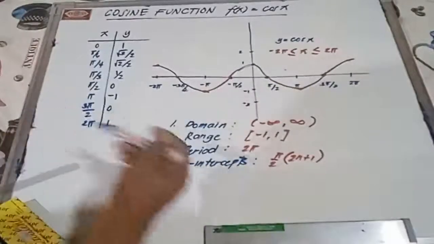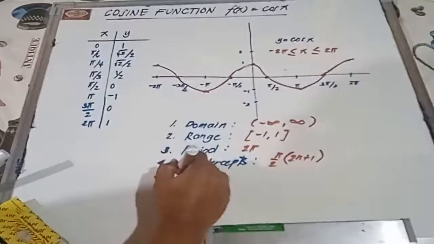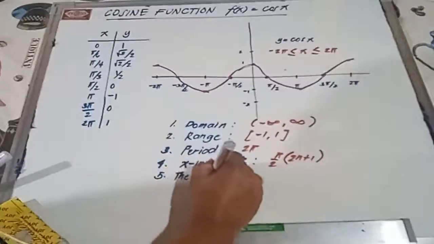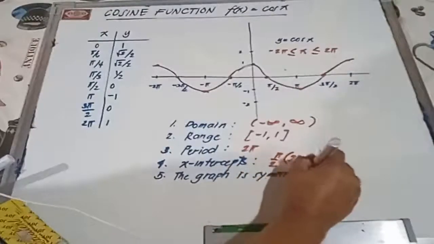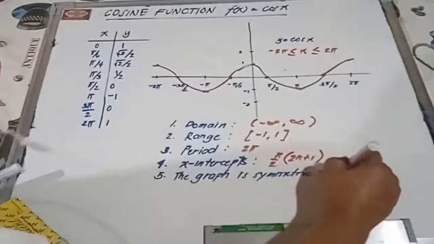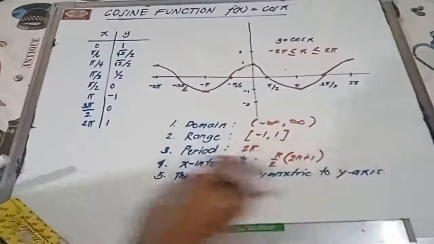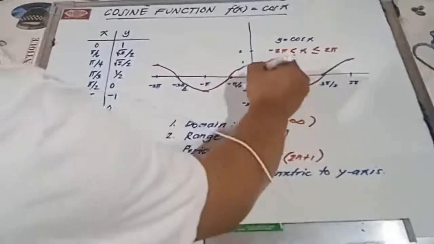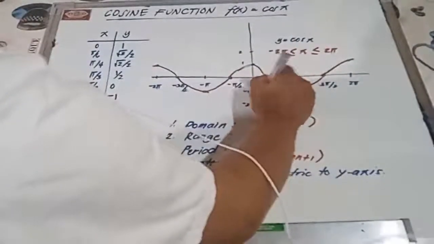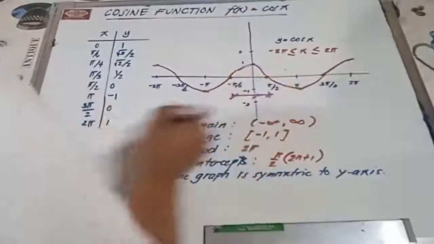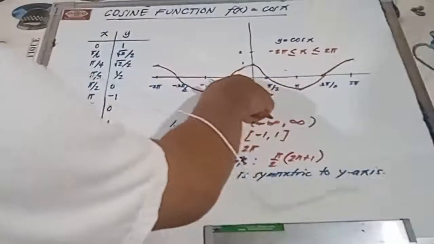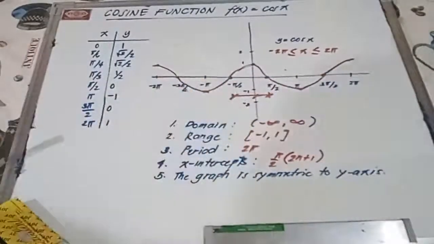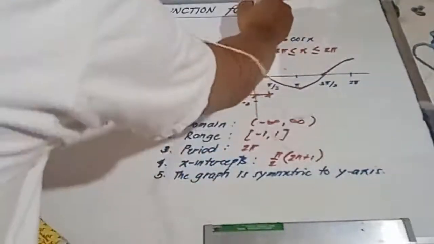What else? The graph is symmetric to y-axis. So, symmetric siya dito. Tingnan mo. Ito yung y-axis natin. Yung sukat niya dito, ito rin na sukat doon. Okay? So, from here up to this point, equal. So, symmetric siya sa y-axis natin. Okay?